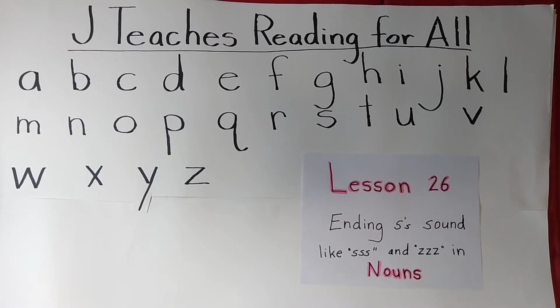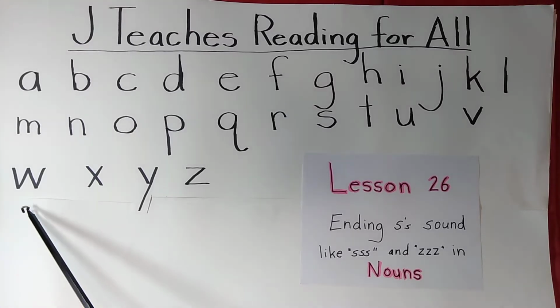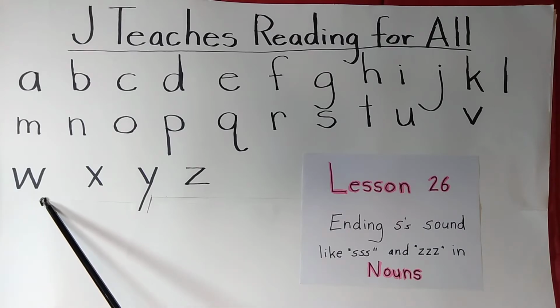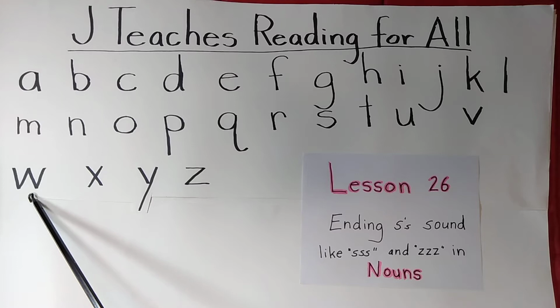This lesson is going to begin a series of 4 lessons, 26, 27, 28, 29, that are going to be different. And the first difference is I'm only going to review the last 4 letters and their sounds in the alphabet.